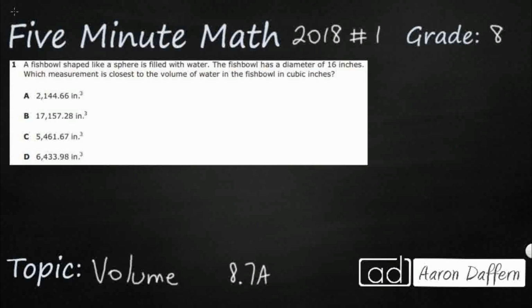So we have a fish bowl, and it's shaped like a sphere. It's filled with water. The only measurement we're going to get is this diameter of 16 inches, and then we need to find a measurement that's closest, and it looks like we're rounding all of these to our hundredths place, closest to the volume of water. So how do you find the volume of this sphere?